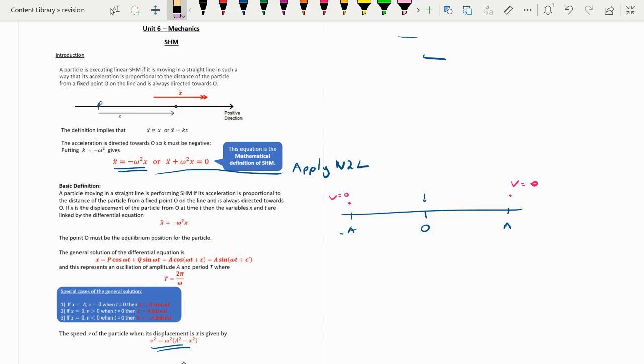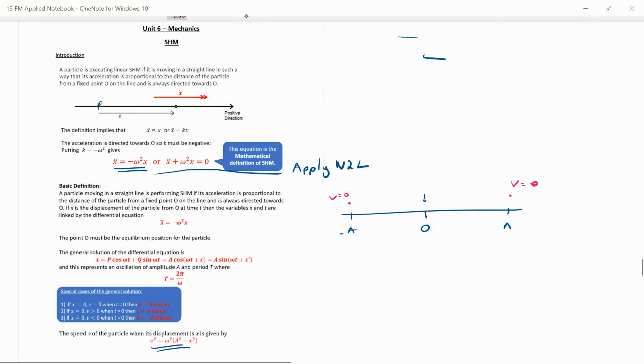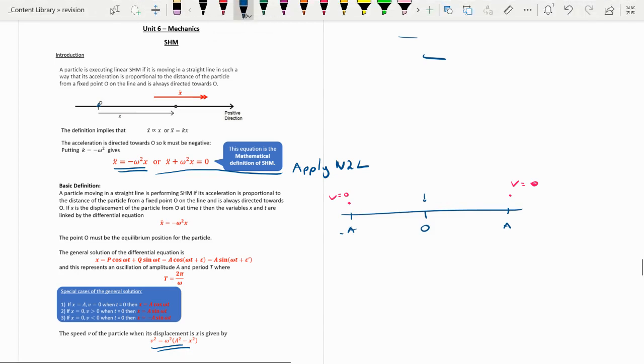So that's what simple harmonic motion looks like. Now we can have it in a vertical way as well, with a string and things like that, but we'll tackle a question like that later down the line.